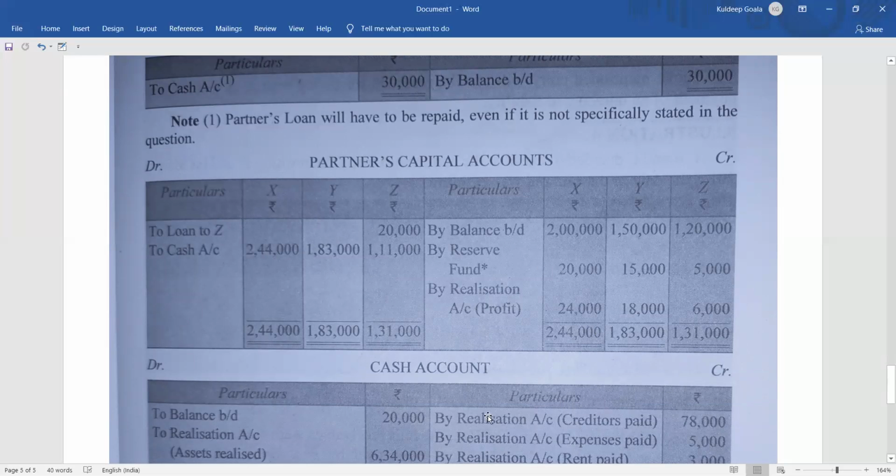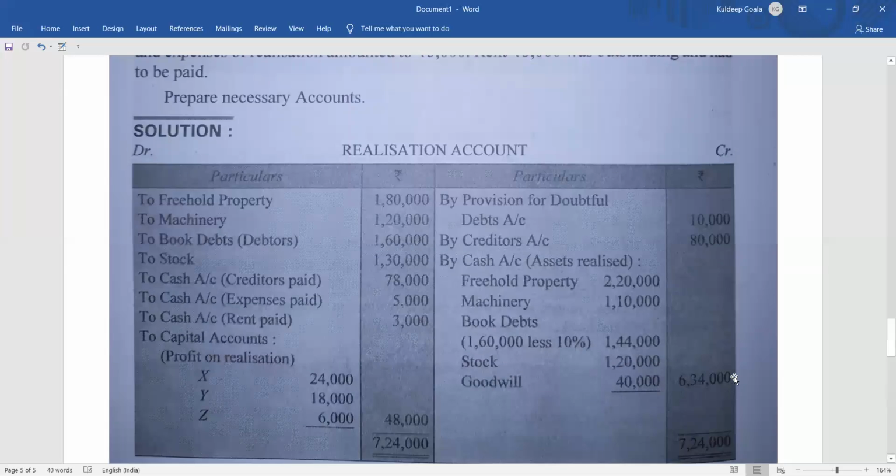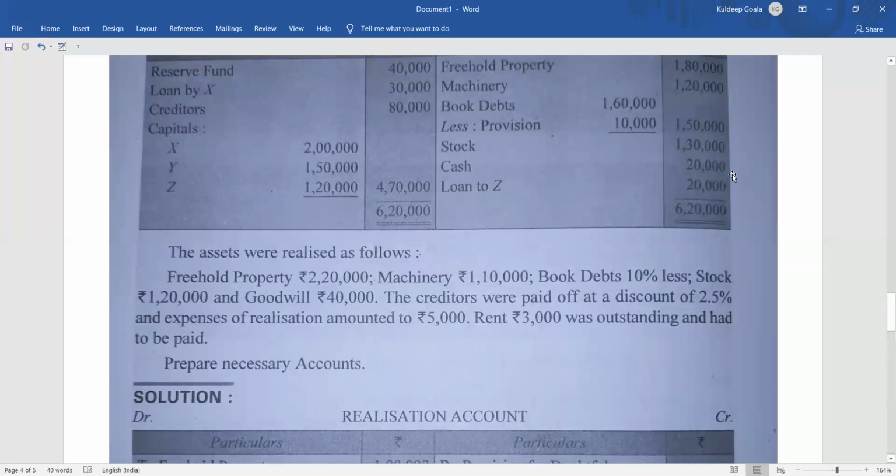Now we'll come to the last one. It is a cash account. In case of cash account, what you have to do is that you have to first of all bring the opening balance of cash. How much is the cash balance? 20,000.